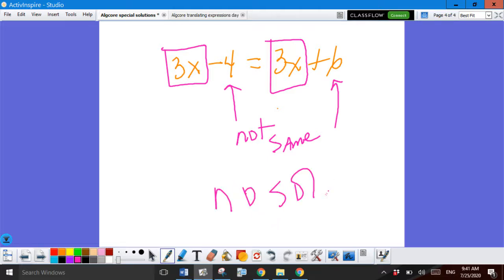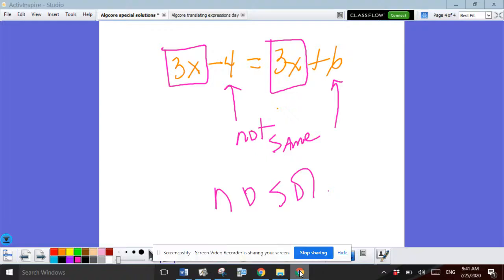All right, good luck with your one solution, infinitely many, or no solution. And then we're going to move on to a little bit more practice solving, which will have some of these types of problems showing up.